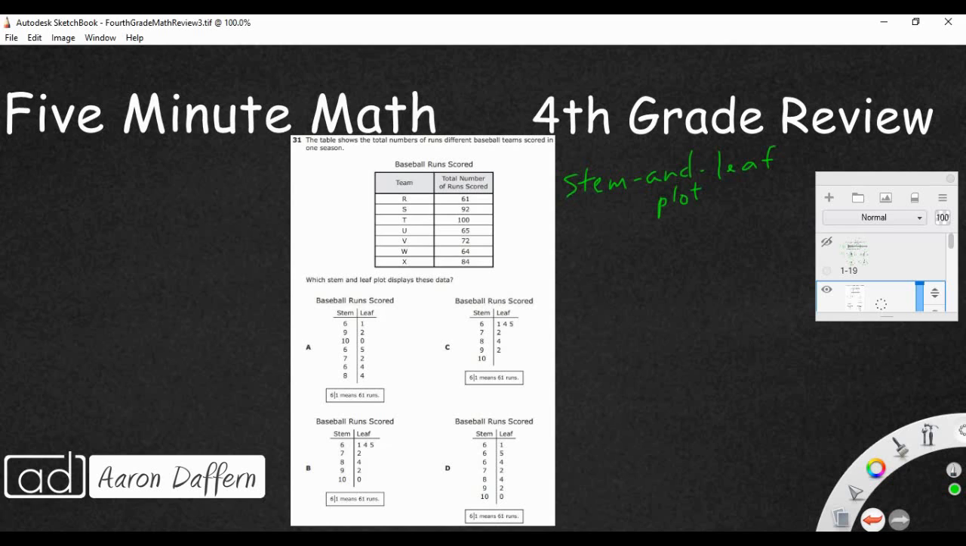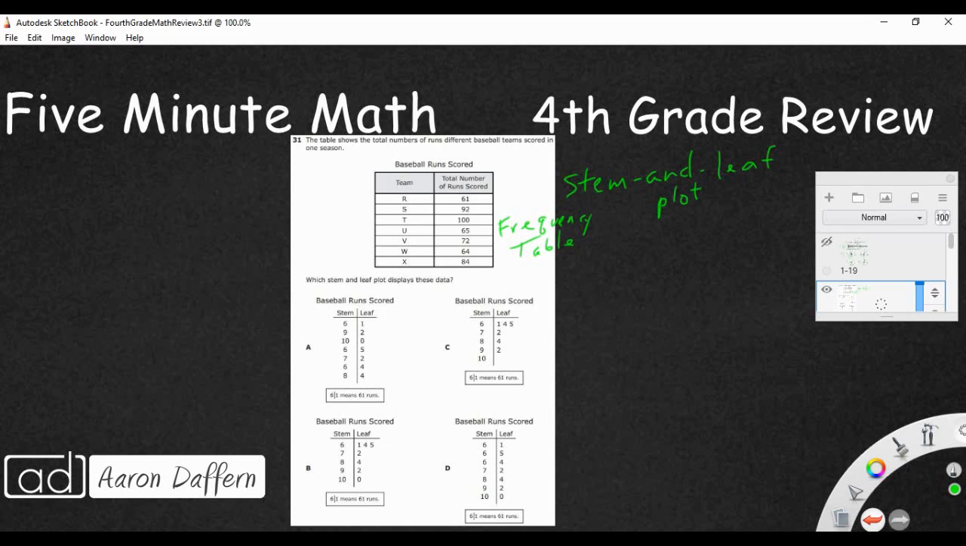You see we have another frequency table right here. So we have all of these baseball teams, and they're just represented by letters. So we have team R through team X. And the total number of runs looks like it just goes from 61 to 100, but they're not necessarily in order, so they go up and down. It's not categorized in order.